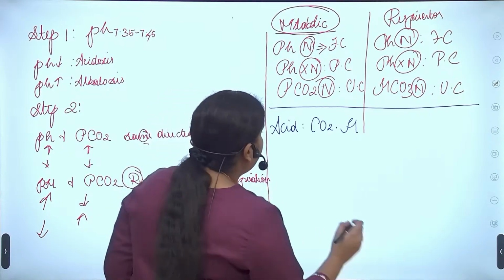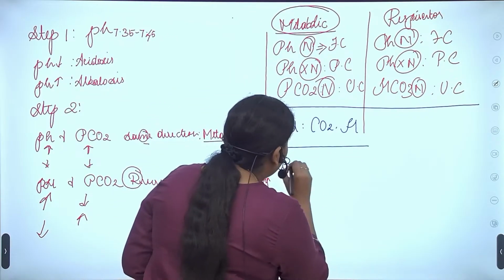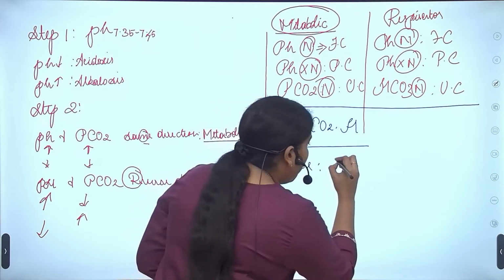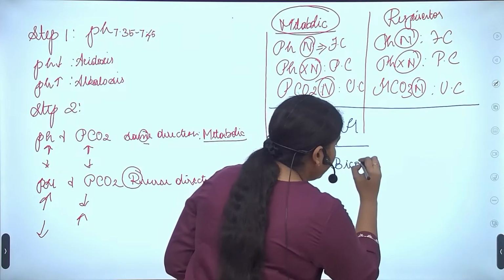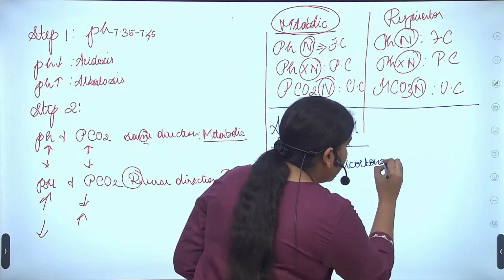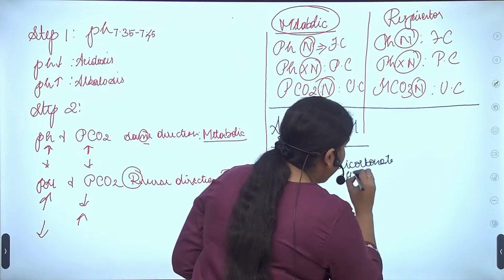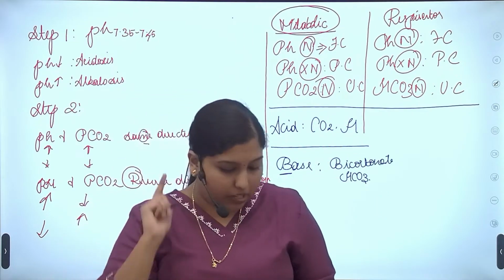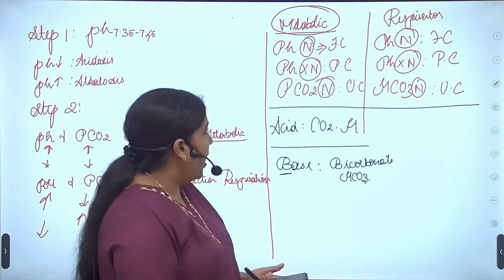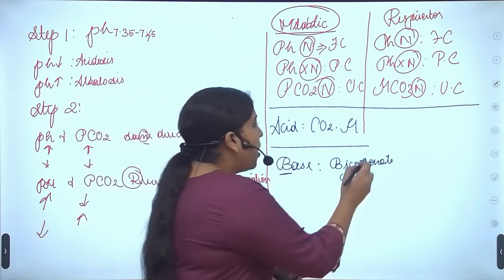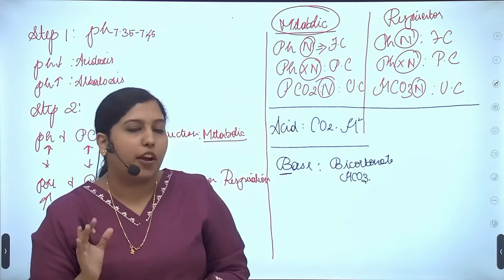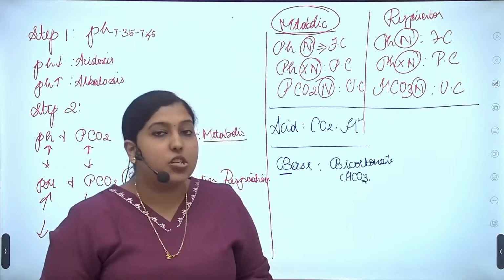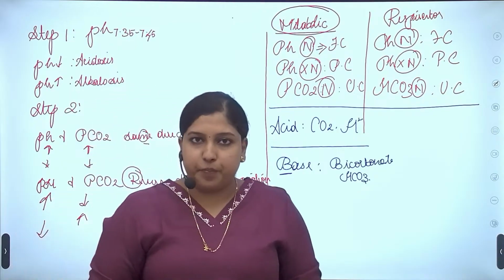On the other hand, what is the basic component? The base component, the B base, is your bicarbonate, which is reabsorbed by your kidney. This you have to definitely remember by heart. Remember, the acid components are your carbon dioxide and your hydrogen ion, whereas your basic component is your bicarbonate, which is reabsorbed in your kidney, right?